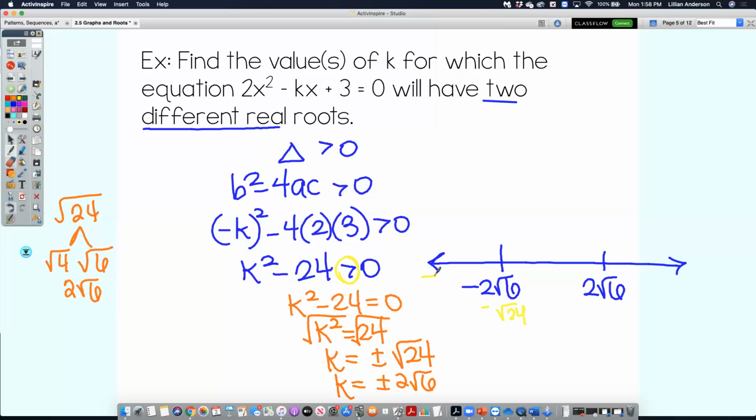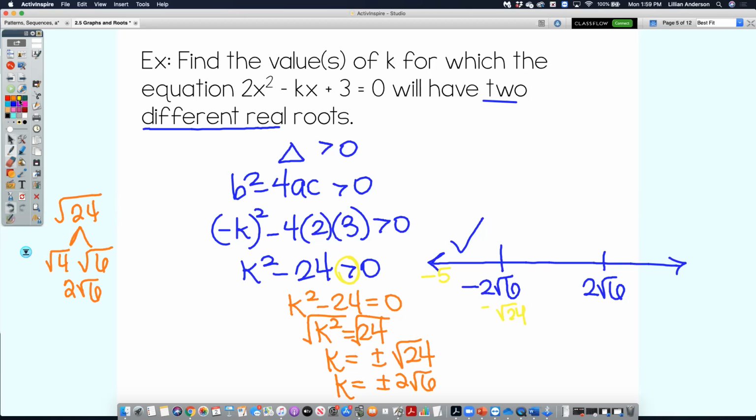5. So if I plug in negative 5 into this inequality, that becomes negative 5 squared, 25, minus 24. Is that greater than 0? Yes, it is. So because negative 5, when I plug it in, is greater than 0, that means that all the values to the left of negative 2 root 6 are going to provide a solution that is greater than 0. So if I were to choose negative 6 or negative 10 or negative 20 and I plugged it in, when I square it and then subtract 24, it's always going to give me a value that's greater than 0, which means it's always going to be a value that gives me 2 distinct real zeros.